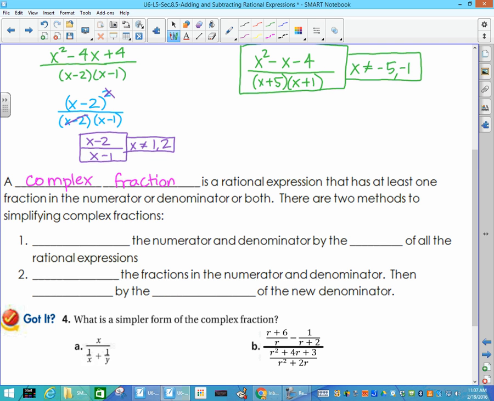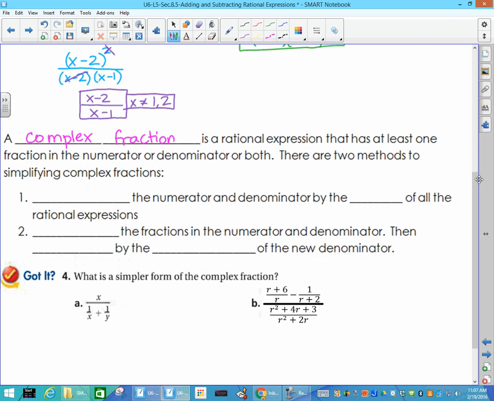Actually, before I do that, I'll show you. Let's do this. A complex fraction would be something like 5 minus 1/4 over 6 minus 2/3. That's a complex fraction. Why is it a complex fraction? Because I have a fraction in the numerator or the denominator or both.